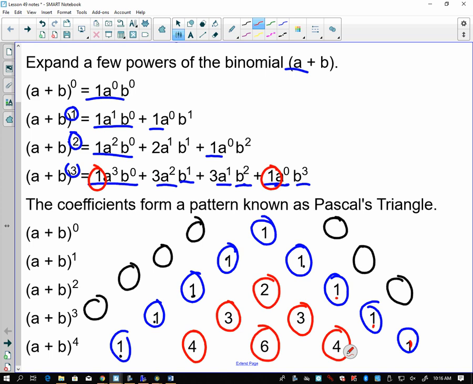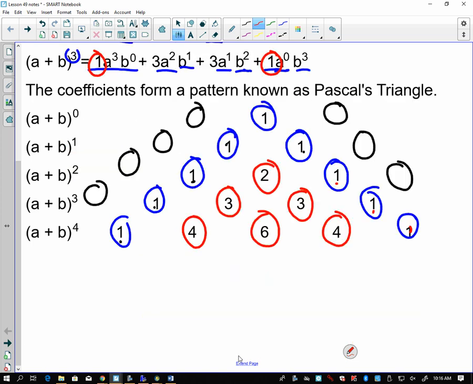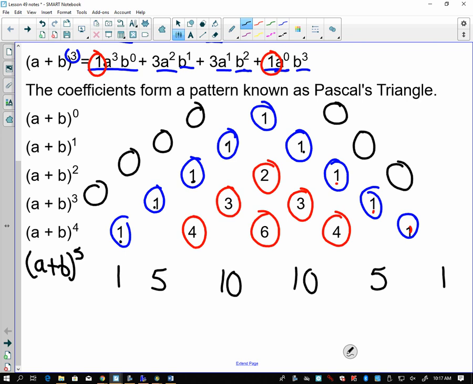Could we keep going? Yeah, in fact, I'm going to drag this down, and you're going to tell me what the coefficients are going to be. Let's say we have a plus b to the 5th. What's my first term going to be? 1. What's the second term going to be? 5. What's the next term? 10. The next one? 10. And then 5, 1.